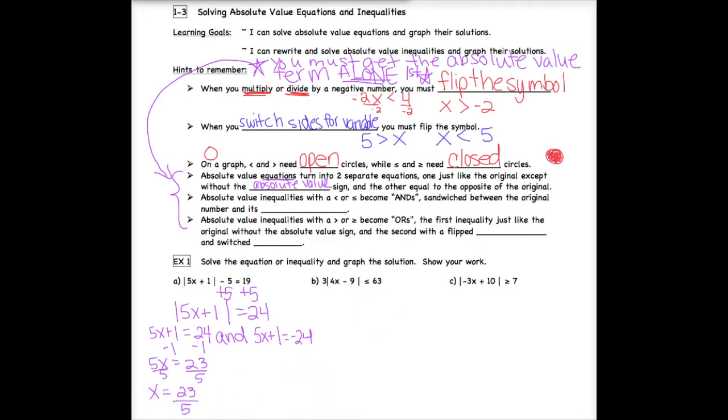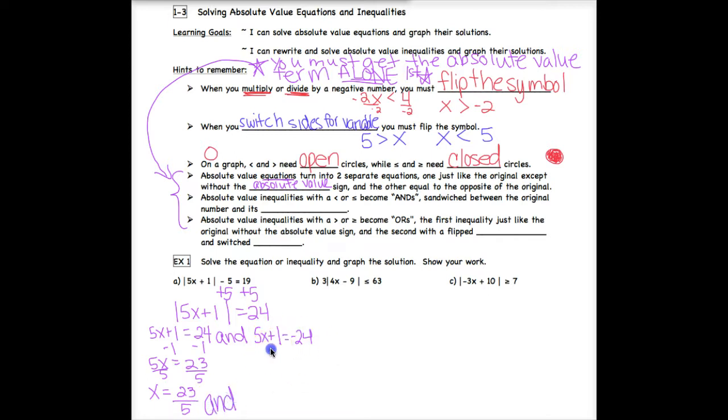Remember we said that Algebra 2 is big people math. We are going to leave our answers as improper fractions unless it's a word problem where a decimal would make more sense, or unless there was already a decimal in the original problem. So this is one solution. We will have a second one. So we write the "and."